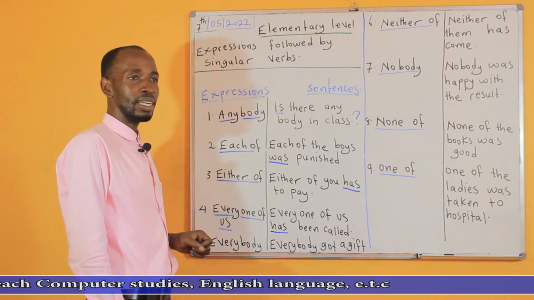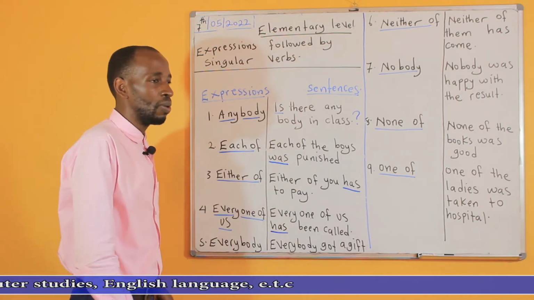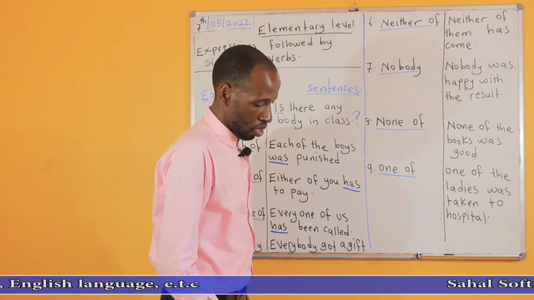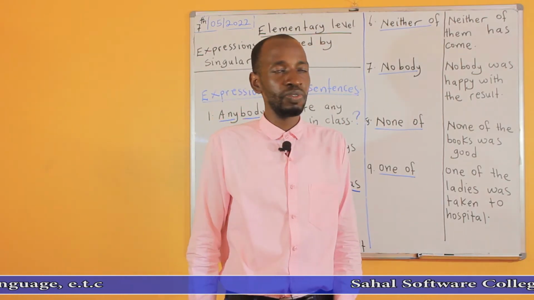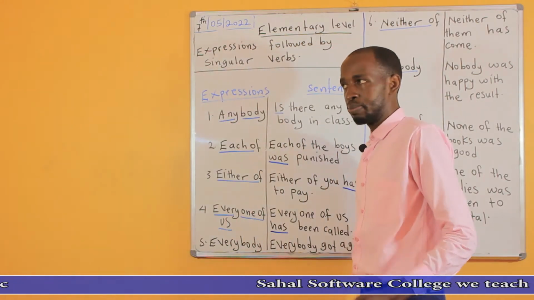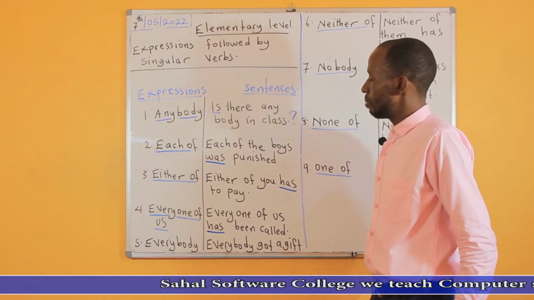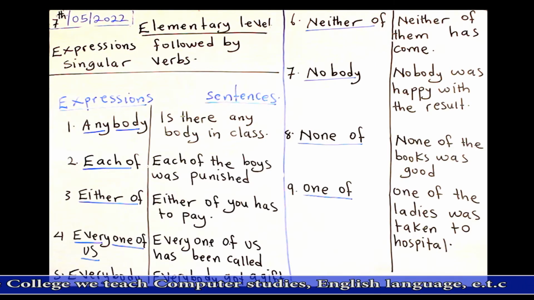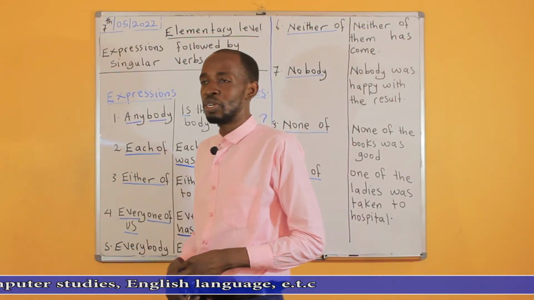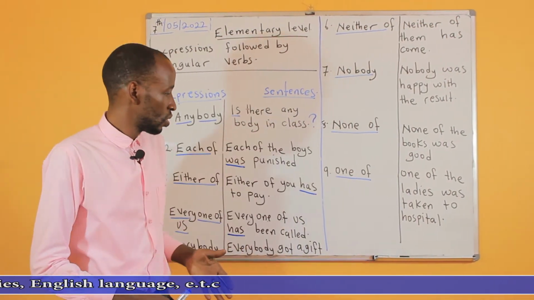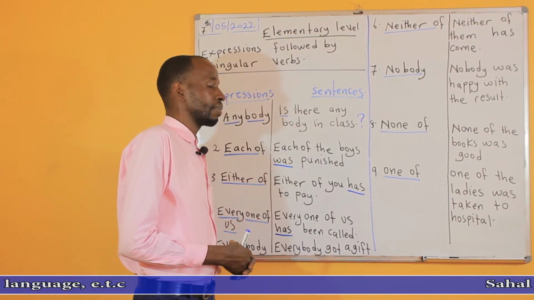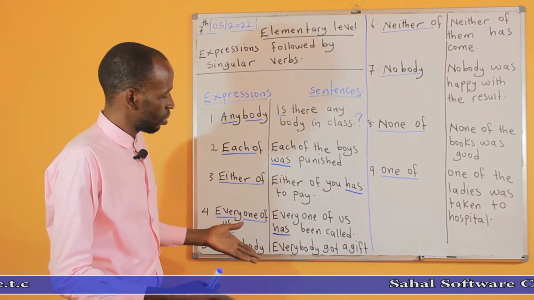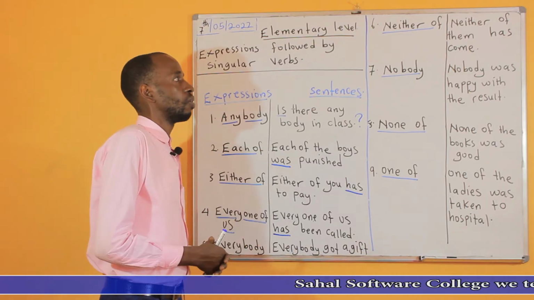So when you understand that, you know that you are now at the middle level of achieving your goal. Then number 5 is everybody. Let's see the example. Everybody got a gift. So I have not put any verb there, but also I'm talking about one by one.